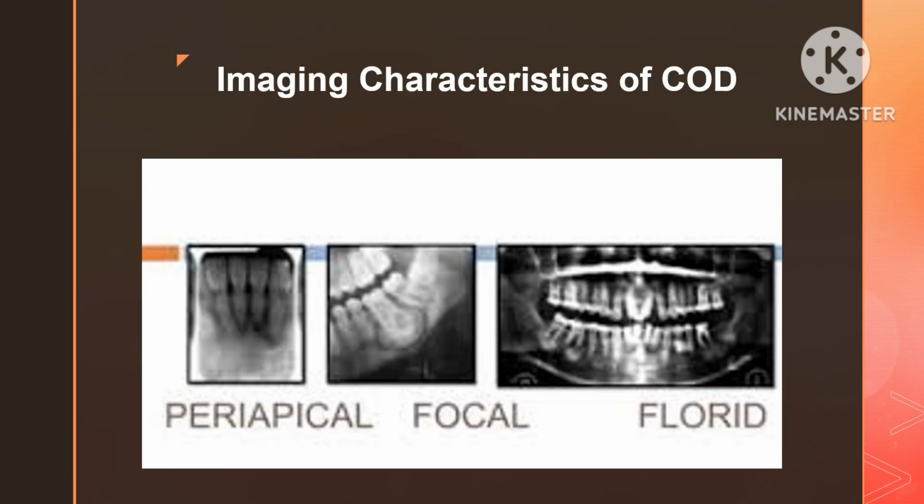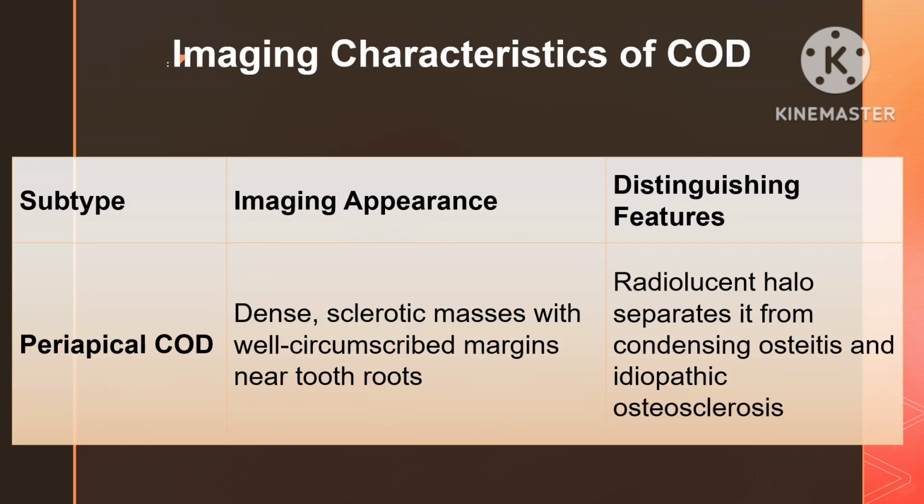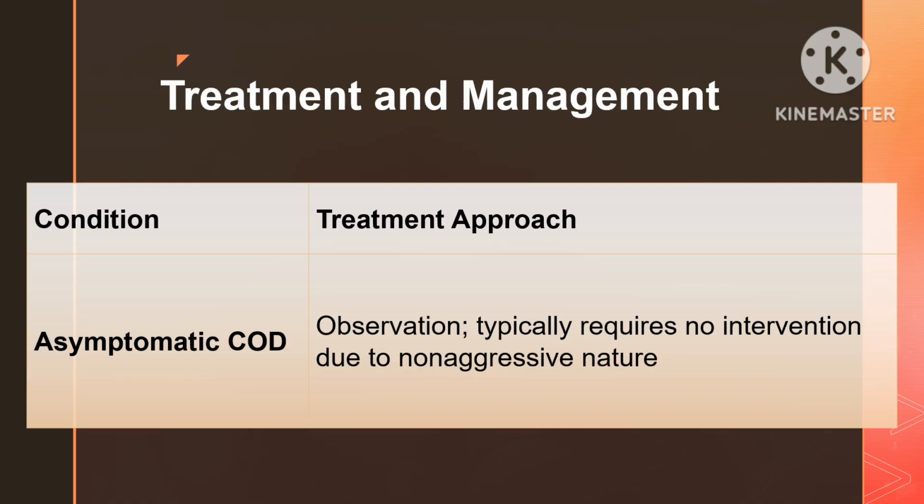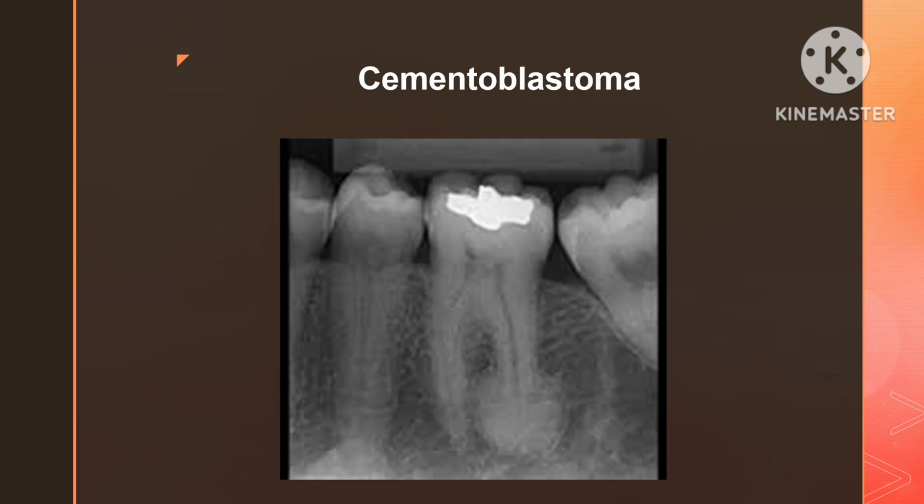Periapical cementoosseous dysplasia in a radiographic image appears as dense sclerotic masses with well circumscribed margins near the tooth root. And the feature which distinguishes it from other lesions like condensing osteitis and idiopathic osteosclerosis is the radiolucent halo. Management part: asymptomatic cases require only observation. They typically require no intervention due to their non-aggressive nature. In symptomatic cases, enucleation may be considered.